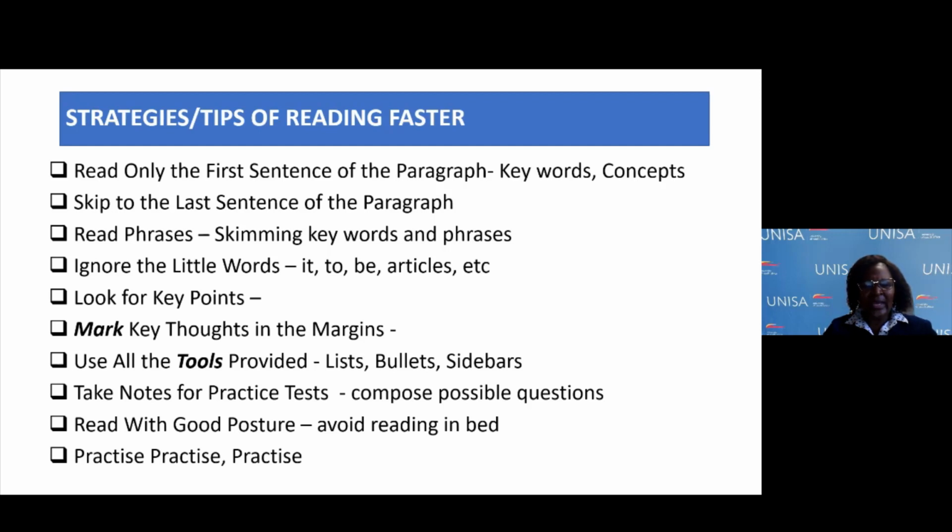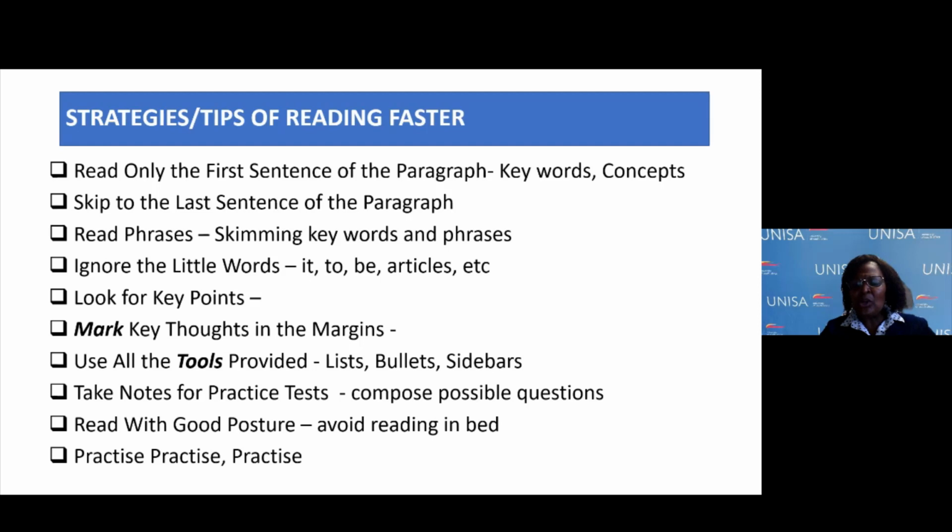Remember you are reading fast. You ignore some little words such as it, to, be, all those articles. You ignore them, because remember all that you are focusing on is to get the gist of the matter. What is it that the author is saying? So your focus is on the keywords, the key concepts, the main ideas. So you look for those key points, and when you are reading, you are marking those thoughts, those main ideas on the margins. And then you use all the tools that are provided, the lists, the bullets, the sidebars, and then you take notes, and practice.